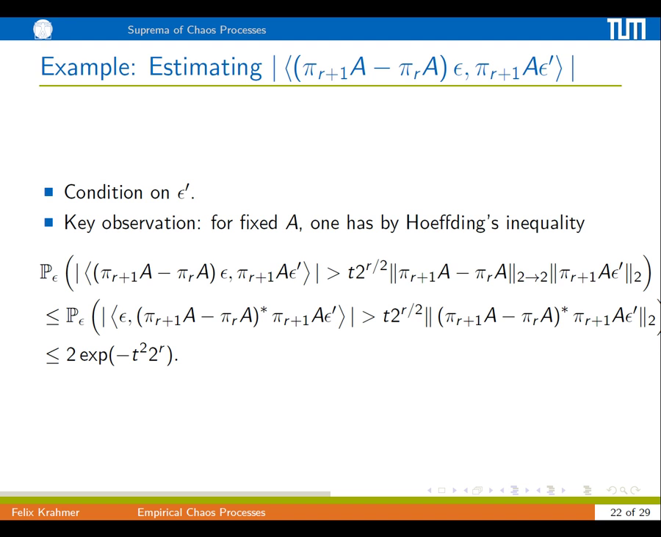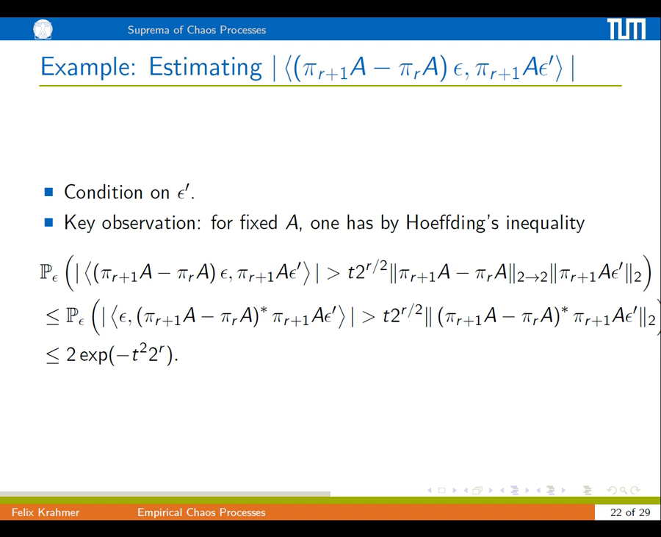You shouldn't think of this quantity here, but it's just exactly the coefficient of our vector epsilon that appears on this side here. So this is Hoeffding's inequality, and then here there's just some standard bound bounding the two norm by the operator norm times the two norm of the argument. The important thing is that we condition on the variable epsilon prime here, so we only consider randomness in one of the two variables for this particular expression.